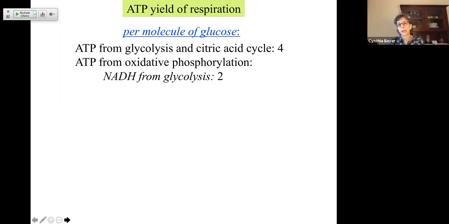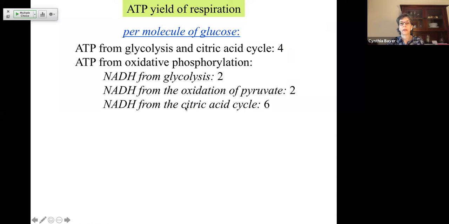We get it from oxidation of pyruvate, right? The pyruvate that was a product of glycolysis will be oxidized. How many NADH are produced by oxidation of the 2 pyruvates? We're still with 2, right? And then our citric acid cycle. Each molecule of pyruvate that is oxidized enters the citric acid cycle and generates 3 NADHs, but we have 2 of those pyruvates per molecule of glucose. So the yield from the citric acid cycle is 6 more NADH.